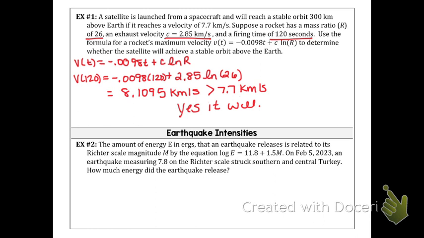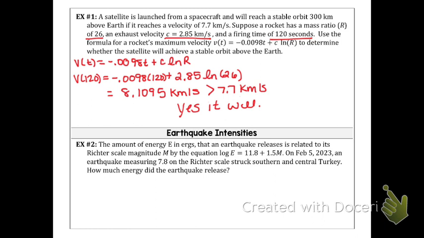All right, example 2. The amount of energy, E, in ergs that an earthquake releases is related to its Richter scale magnitude M by the equation log of E is equal to 11.8 plus 1.5 M. On February the 5th, 2023, an earthquake measuring 7.8 on the Richter scale struck southern and central Turkey. How much energy did the earthquake release?